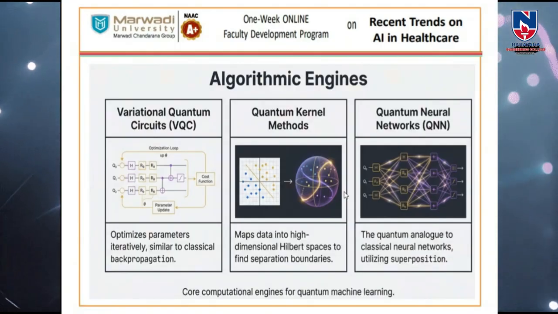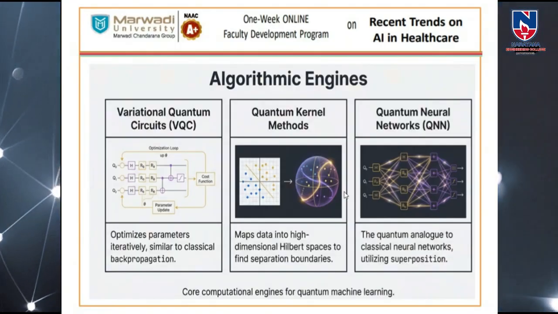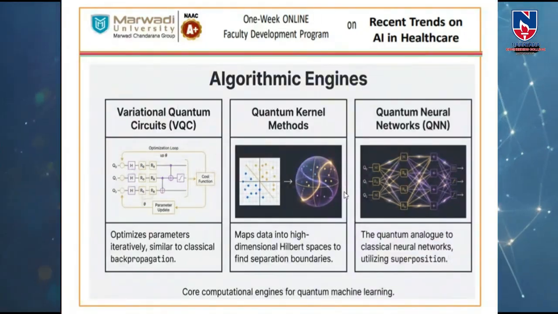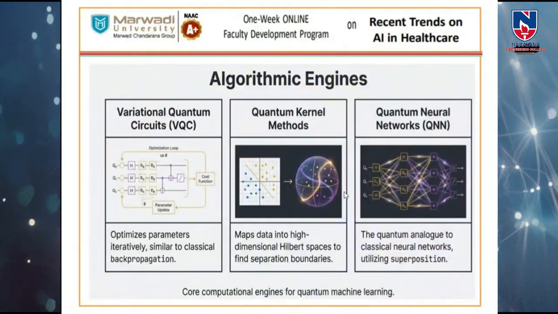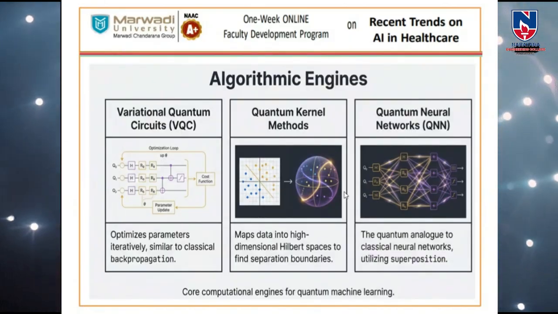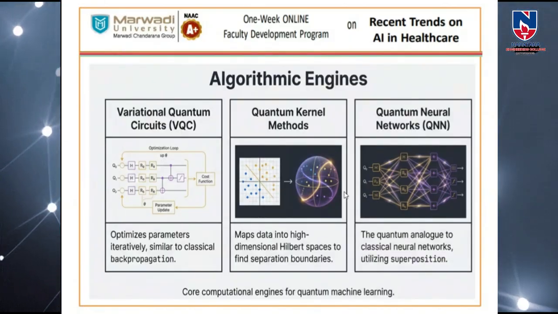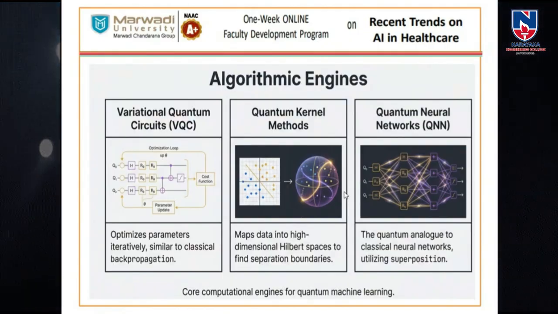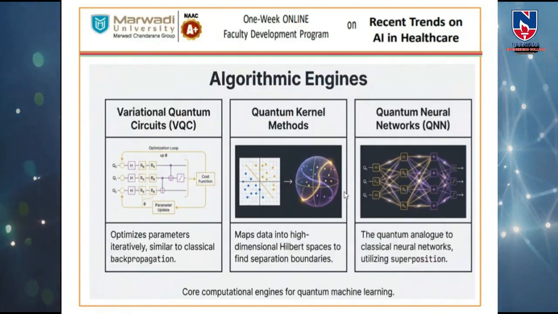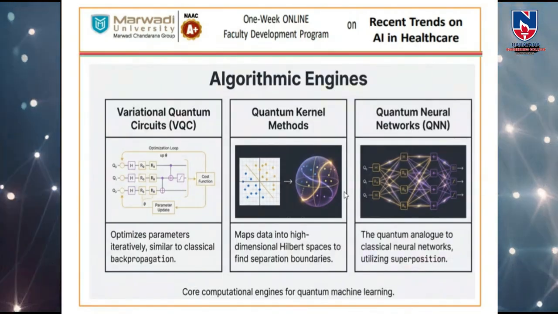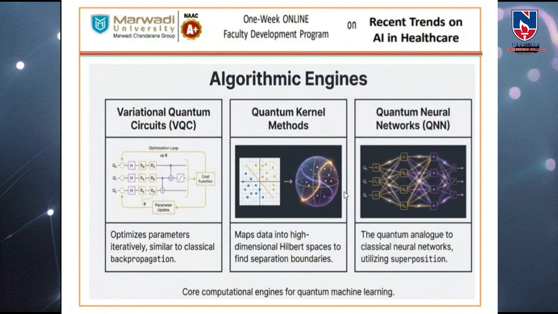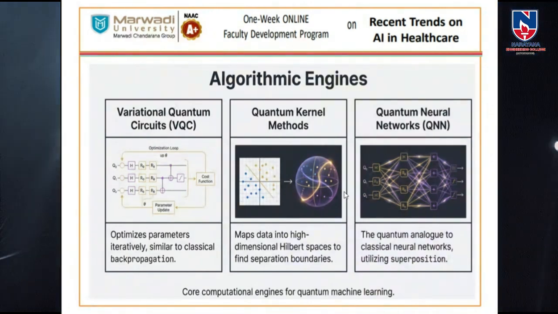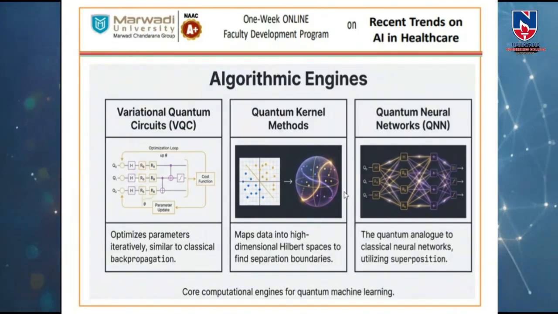Coming to quantum kernel methods, the classical data is embedded, as I mentioned, into high dimensional Hilbert spaces using quantum features, which maps the data to find the separation boundaries. That means it is used for classification of the data. This extends the classical kernel trick into the quantum regime, with potentially richer representation capacity. The capacity is enhanced because we get a lot of space to implement it.